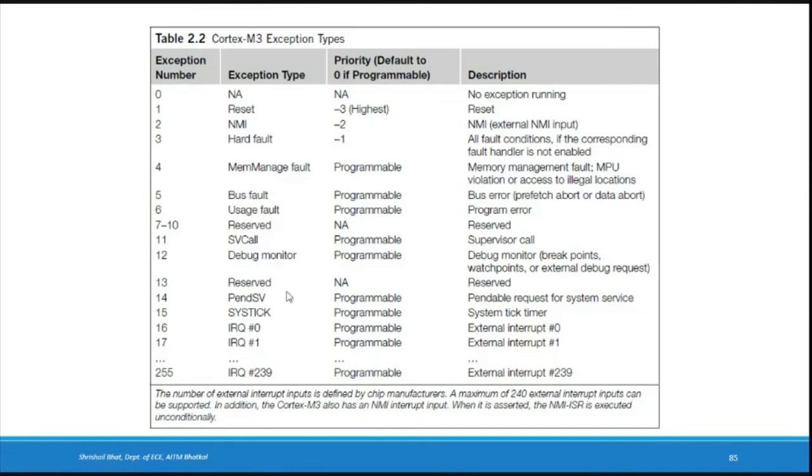Then from 16 to 255, you have actually 240 external interrupts. So it supports a maximum of 240 external interrupts. Interrupt request number 0, interrupt request number 1, interrupt request number 2, until interrupt request number 239. 0 to 239, that is 240 external interrupts. So that is the maximum number of external interrupts it can support. Again, the maximum number is limited by the chip manufacturers. They can either support up to 240, or they can limit to a certain level less than 240. Right? So these are the different exception types.